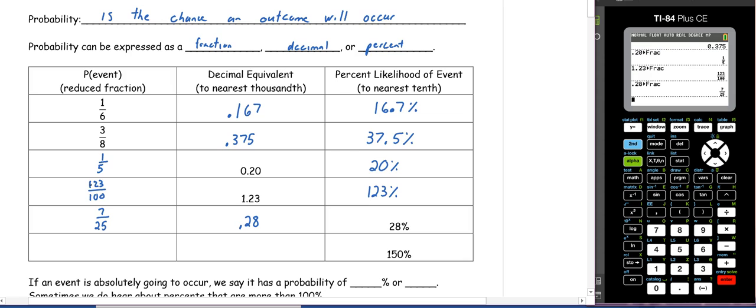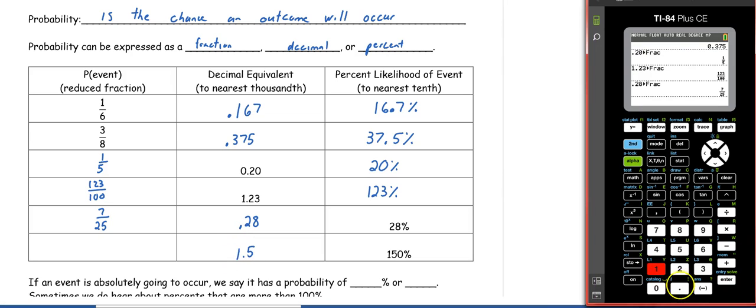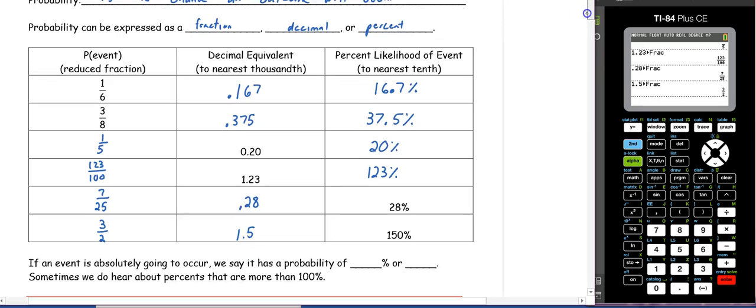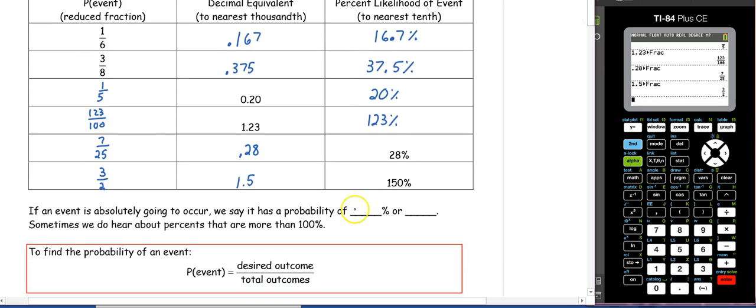When we have the percent of 150, we have to move the decimal place 2 places to the left, so we get 1.5 as our decimal. So to get that as a fraction, 1.5, math, enter, enter, gets us 3 over 2. So if an event is an absolute, remember that we're going to say the probability is 100% or 1 over 1. Sometimes we do hear that percents will be more than 100, and this deals more with other situations compared to probability, but it's something to know about.